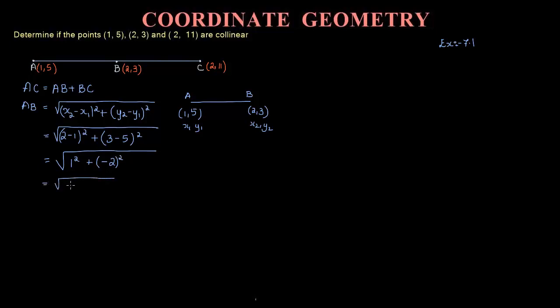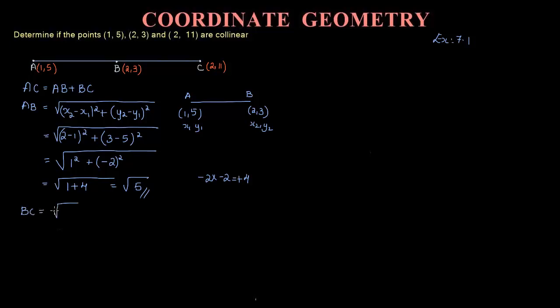Then we have here 1 square is 1. Minus 2 into minus 2. Minus 2 square is nothing but minus 2 into minus 2, which is equal to plus 4, right? So let me just write here. So what is the value you have got? Root 5. So now let us find BC.